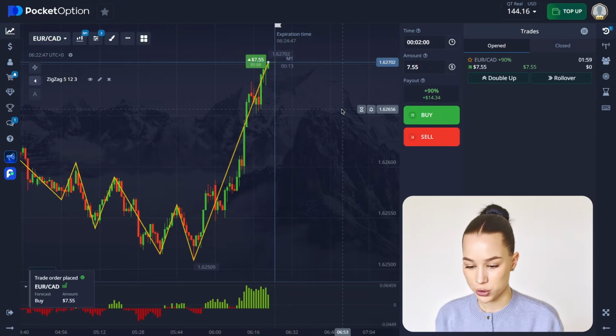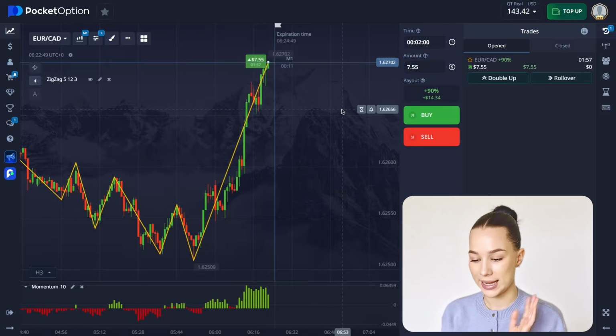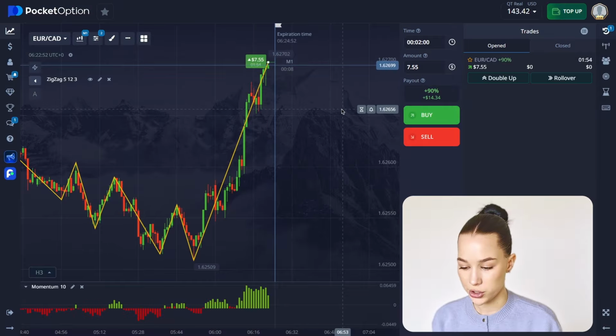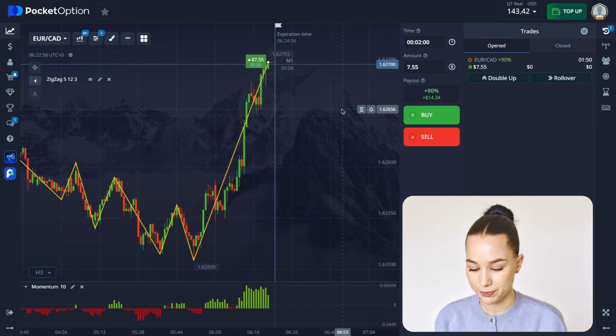So let's change the time to 2 minutes and we open a buy trade again because it's still the continuation of the upward trend and it looks pretty nice. So we're just gonna follow it. Let's wait here.